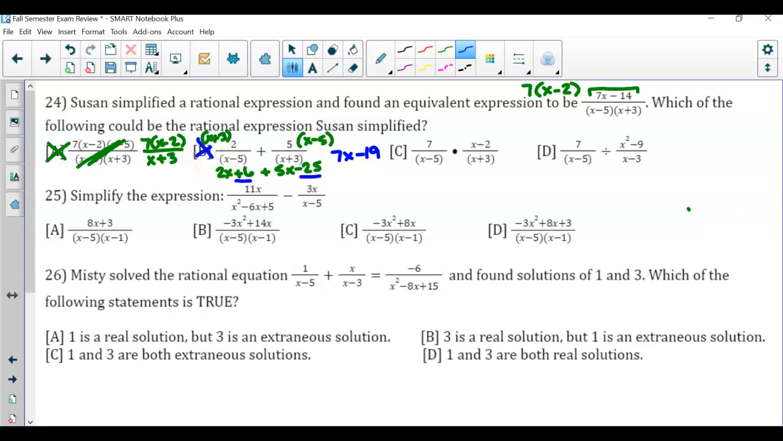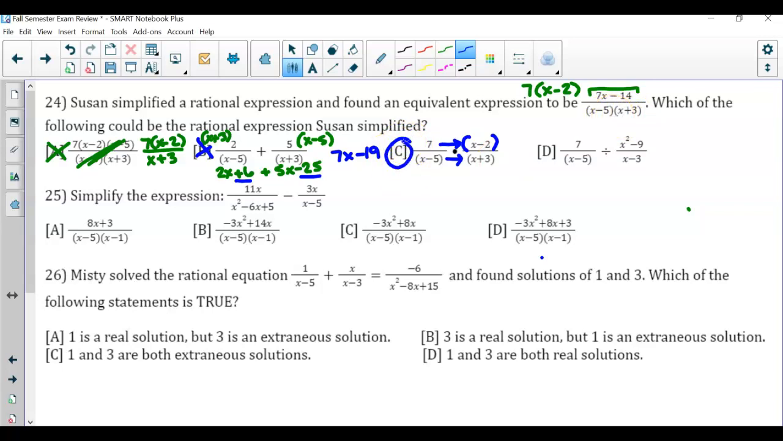Now notice in C, we just multiply straight across. Notice how I've got 7 times x minus 2, which matches the numerator, and x minus 5 times x plus 3. Nothing canceled out, and it matches. So that's why the answer is C.